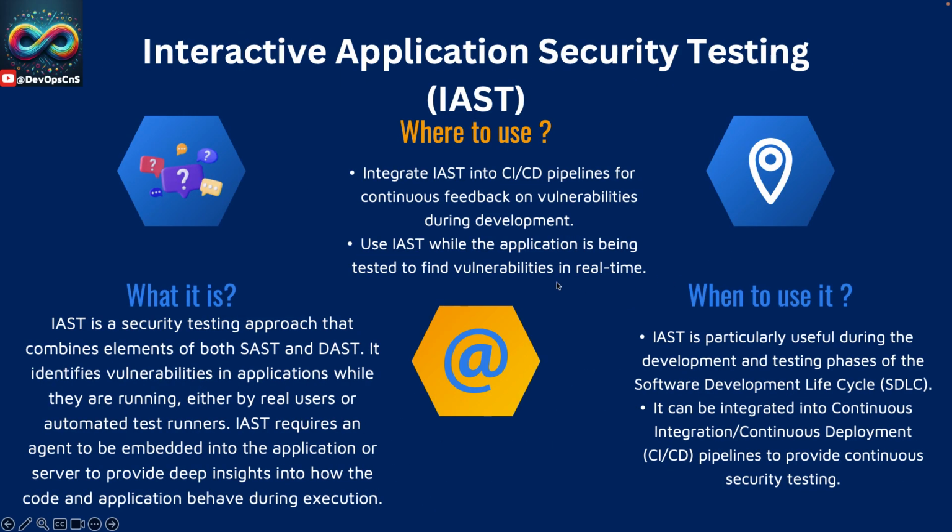So next is interactive application security testing. Interactive application security testing is an approach where we can use both SAST and DAST. It identifies the vulnerabilities in the application when they are running, either by a real user or by automated test runners. In IAST testing, we require an agent that we embed into the application or a server to provide deep insight into how the code and the application behave while executing.